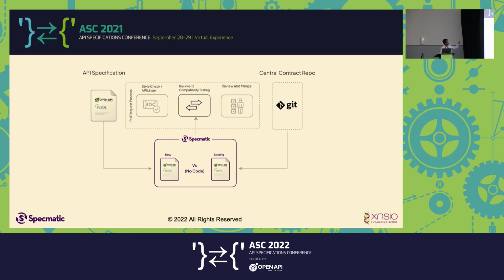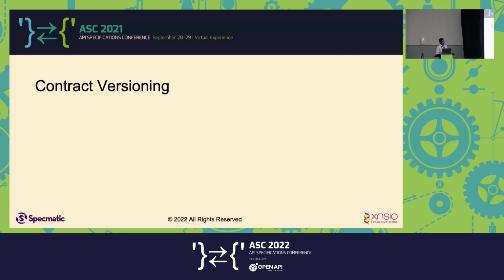Sorry, I missed one point. So if at all it's not compatible, what do we do here? If it's not compatible, and the build pipeline, the pull request is not allowing to go forward, what we could do is do versioning, right?